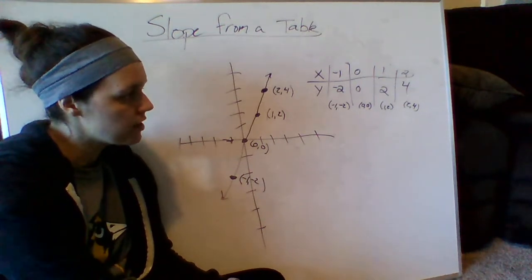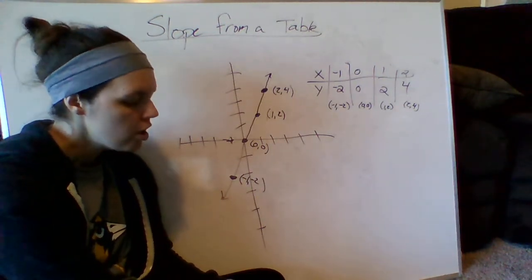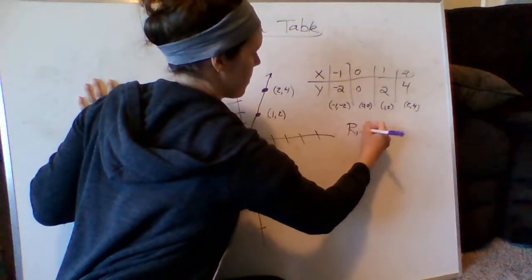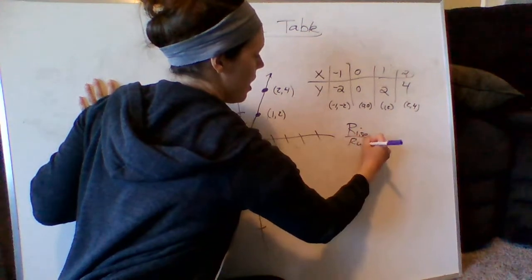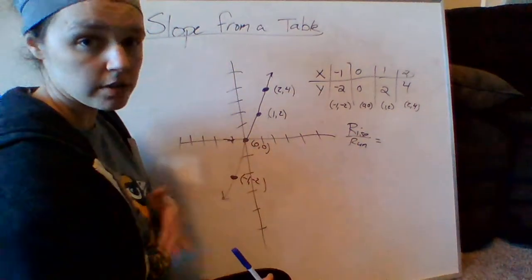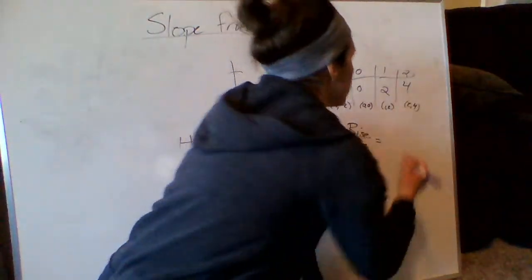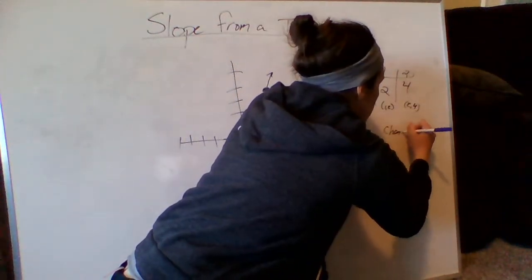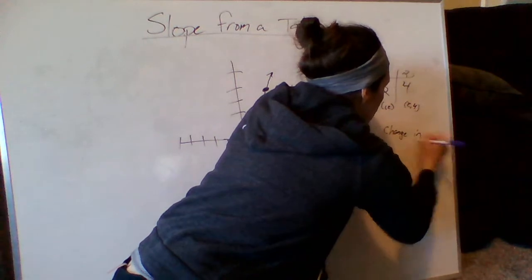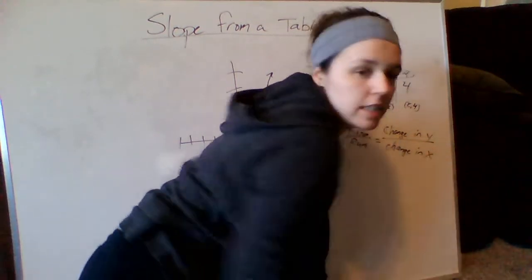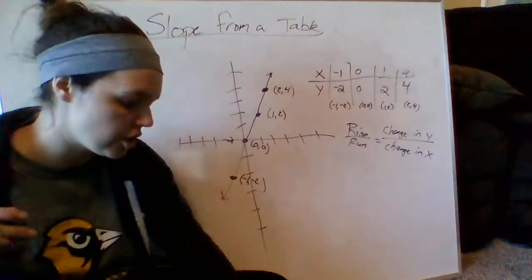So let's talk about how to find the slope. When we do slope, it's rise over run. And what that actually means, and we've already talked about this, is rising is your y and running is your x. So when you rise, you're trying to figure out your change in your y, so how much your y is changing and how much your x is changing. Change in y over change in x.